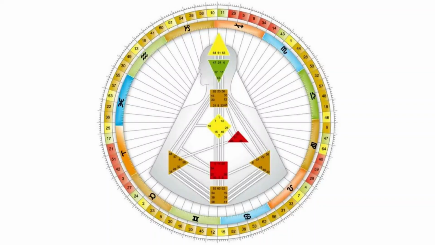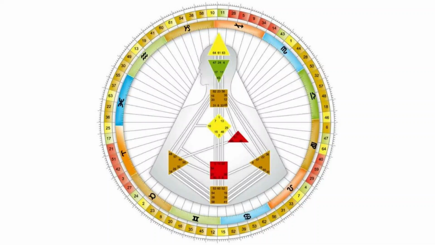Gate 60. Limitation. Location: Root Center. Channel 6360, the channel of mutation. Circuit: Individual Knowing Circuit. Theme: The pressure of limitation as a gateway to innovation. Not-self distortion: impatience, despair, escapism, rebellion against natural limits, creative burnout.